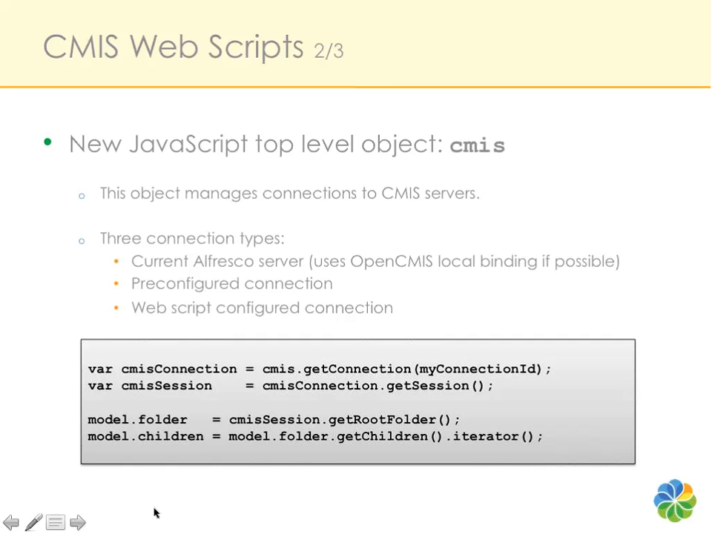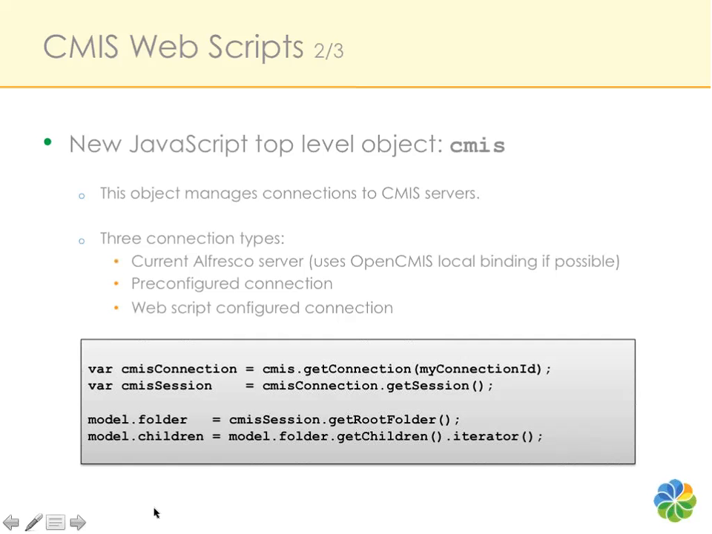OpenCMIS has a third binding that we call the local binding. So if you have an OpenCMIS server and an OpenCMIS client in the same virtual machine, they can directly talk to each other, and that's what we are using here. So we have the current Alfresco server you can talk to.